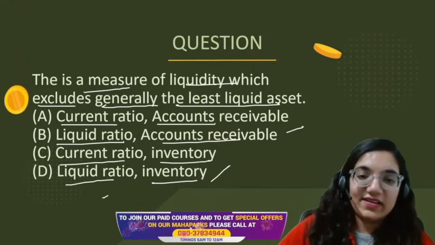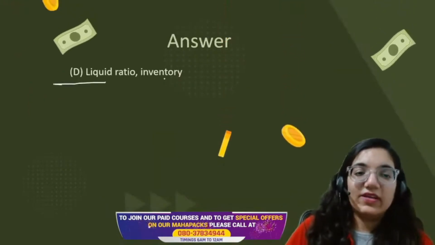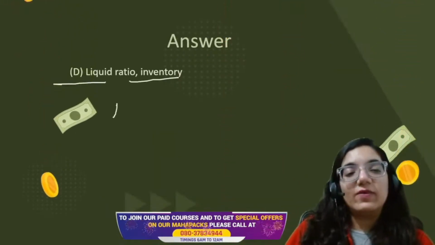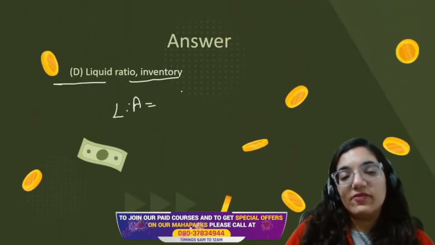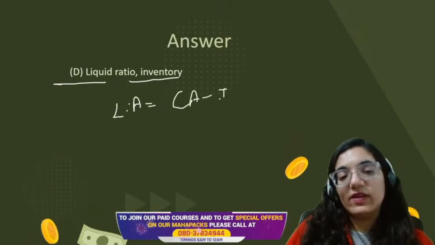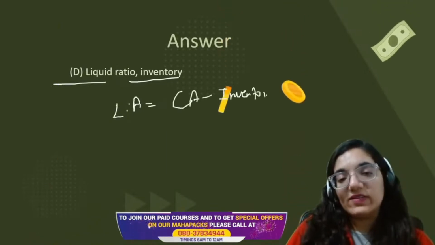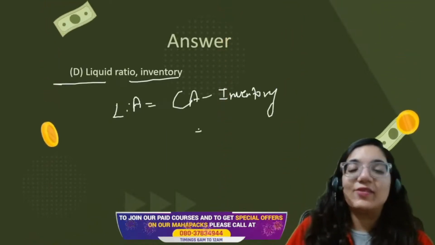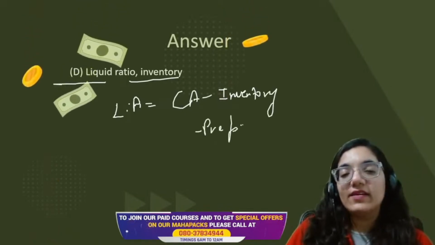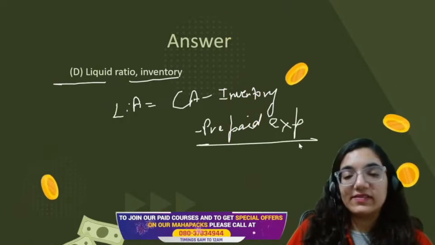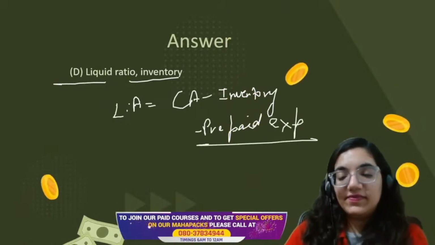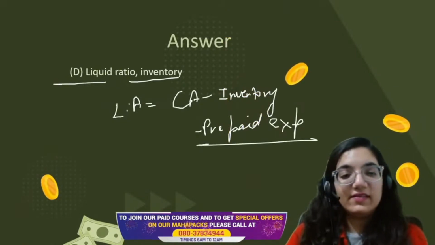So in this case, the correct answer is liquid ratio inventory. Liquid ratio or liquid assets do not include, from the current asset you have to remove inventory as well as, what was the second point everyone? It was prepaid expenses. Done?